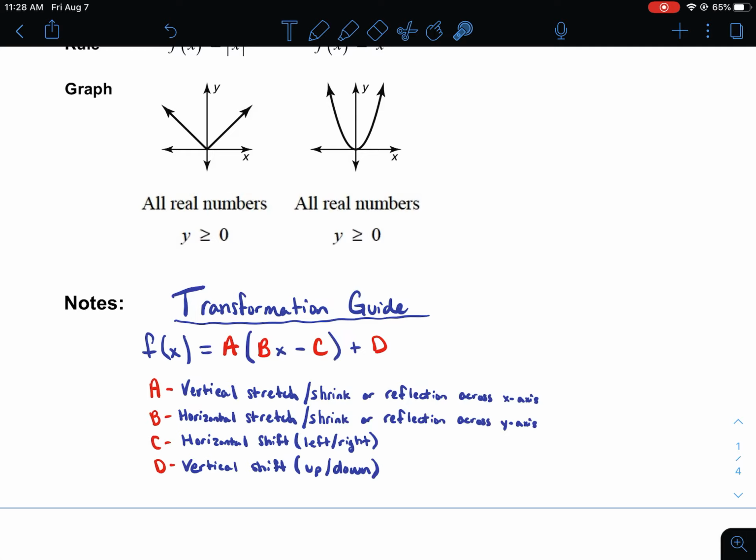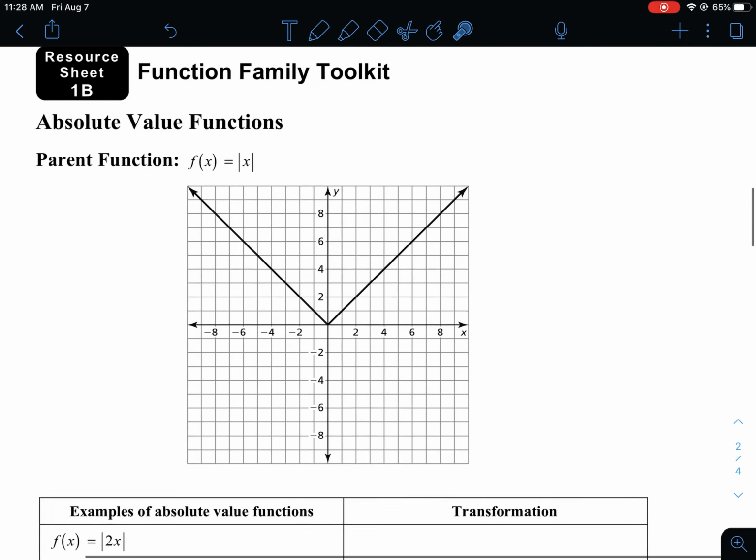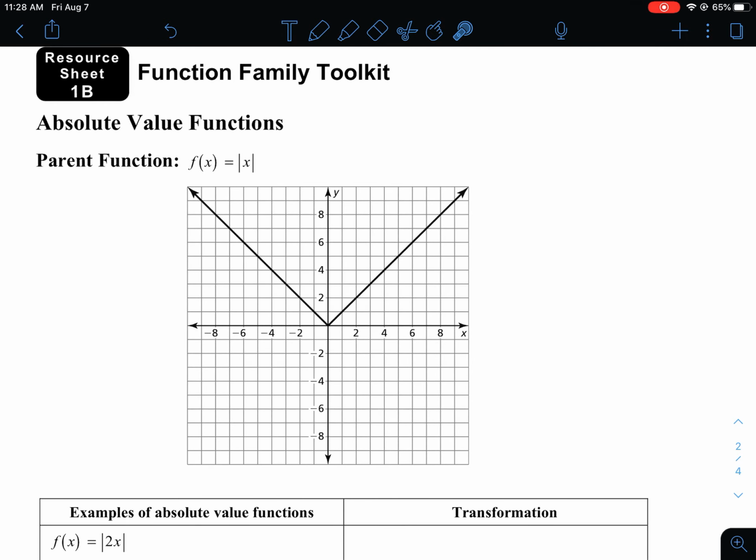But let's look at an example. So the first one we're going to look at is the absolute value. That is what a base absolute value looks like. This is the parent function for absolute value. It's just the absolute value bars with an x inside. Okay, so you'll notice that you have a perfect sort of line here at a 45-degree angle going up with a slope of 1, up 1 over 1, up 1 over 1, and it goes in both directions. That is a standard absolute value, just x in the parentheses.